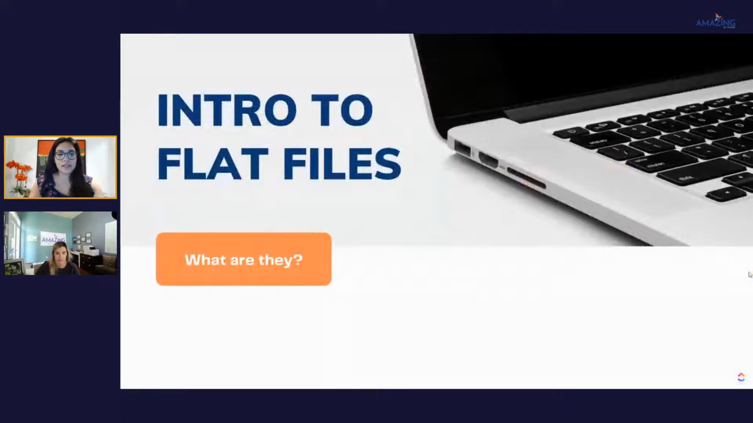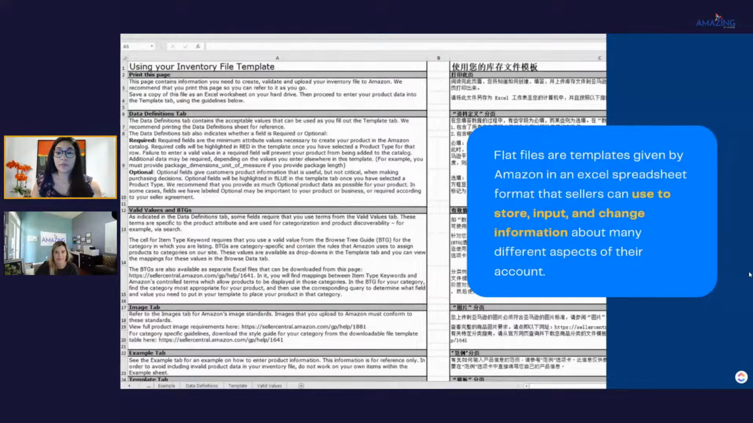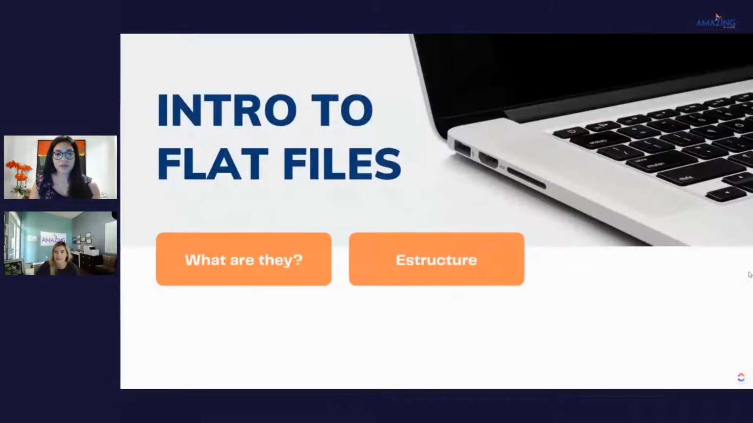So let's get into the topic. Intro to flat files, this is super 101 for us to be on the same page when I talk later and show you a real category listing report. So what are they? They are templates given by Amazon, normally in an Excel spreadsheet format, and they can be used to store, input, and change information about many aspects of your selling account.